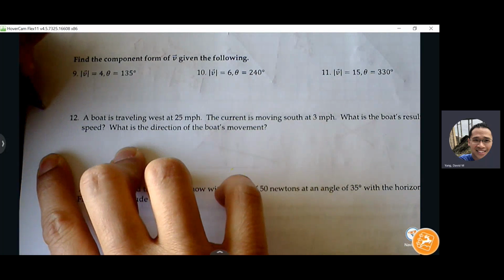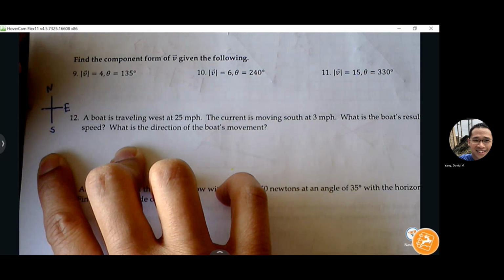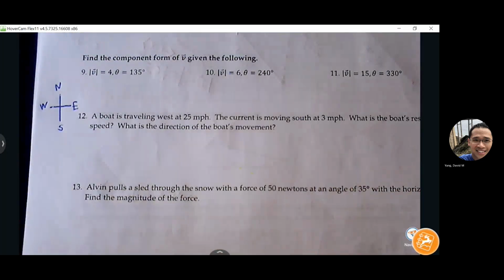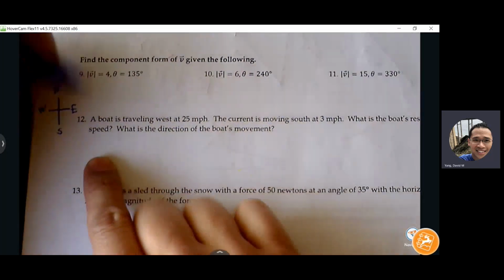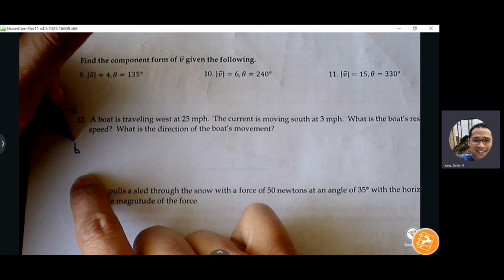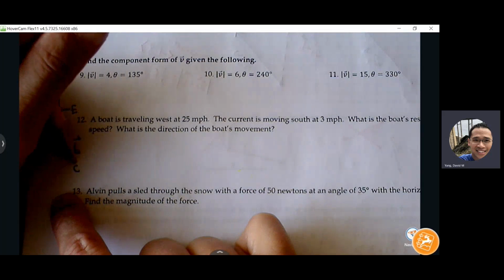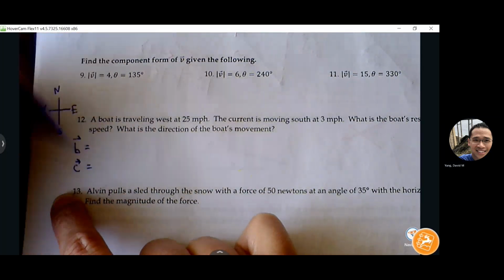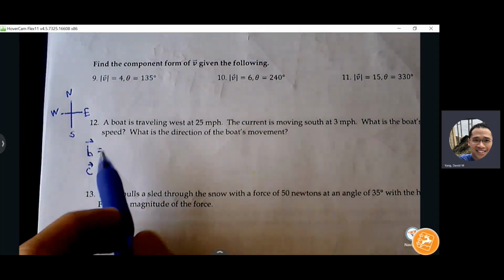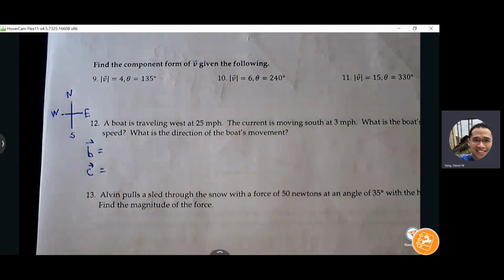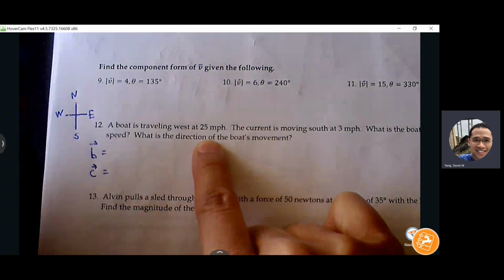So as a reminder, here's a compass. So a boat is traveling 25 miles per hour, traveling west. So let's create a vector for the boat. And the current, we'll create a component form for. So what do you think is the component form for the boat? Traveling west at 25. Okay, so we know left is west, so that's negative.